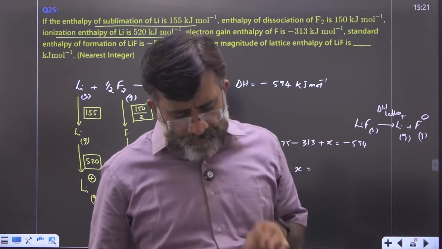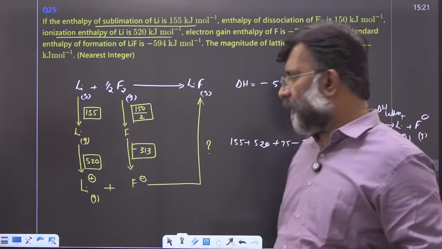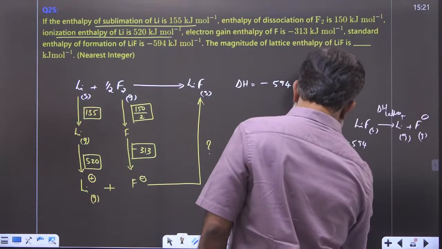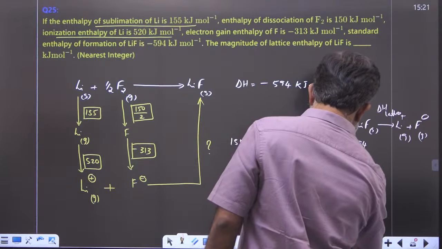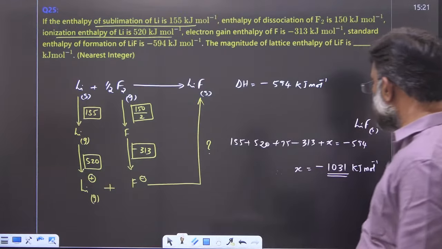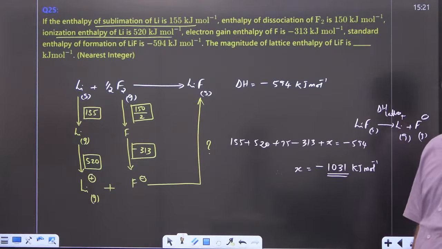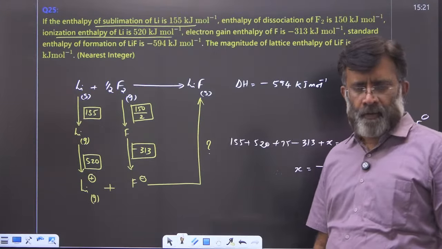And please verify, the correct value comes out to be 1031. Please check and tell me. 1031, that will be the final figure. Please verify that. Very simple mathematical manipulation. Right.